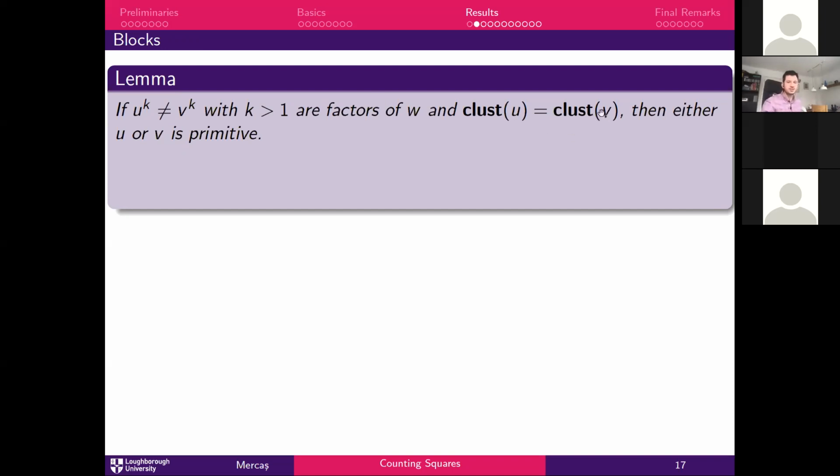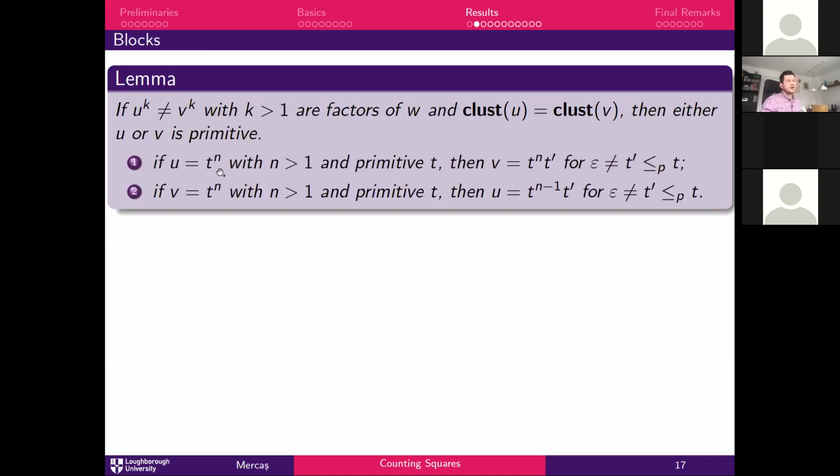So if 2 clusters have the same size, then either one or the other is primitive. So you have to think that U and V are actually connected, so one is a prefix of the other. So in that case, I either have U is the power of some primitive word, or V is the power of some primitive word. But what's very nice here is that the difference in between U and V will be less than that primitive word. So you have an extra prefix here, that T prime, that is going to be smaller or equal to T, okay? So whatever is extra in there, it's not too big.